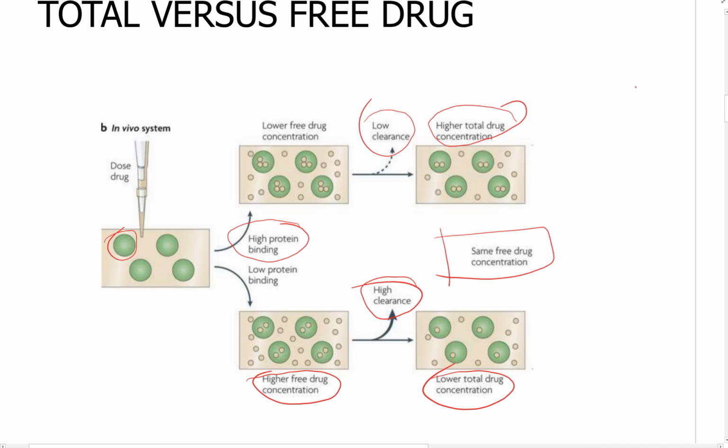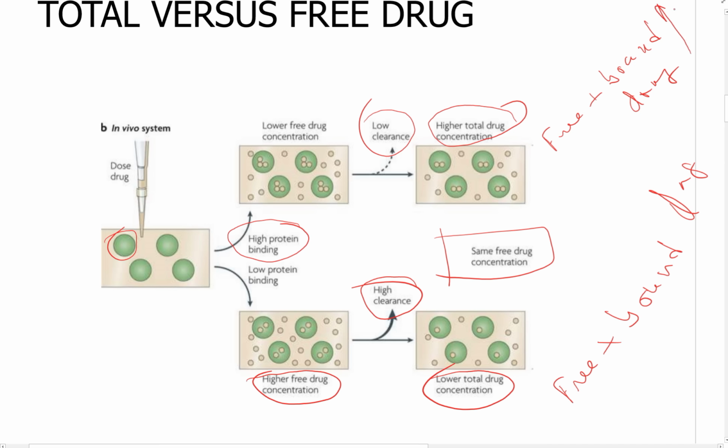In this case, you see, there will be always a balance. There is a balance for a high total drug concentration, that means free plus bound drug. And then here, free plus bound drug. When higher total drug concentration, that means you have higher bound drug. Lower total drug concentration, we have lower bound drug. But concentration of the free drug is equal in most of the cases, but we'll discuss in some situations this could be misleading. But for the time being, I want you to remember this concept.